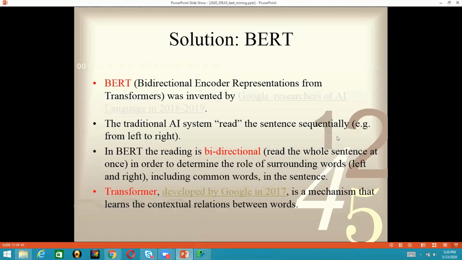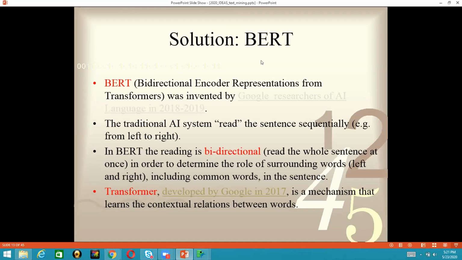Well, the traditional AI system reads the sentence sequentially, from left to right in English. For Chinese or Hebrew, from right to left. In BERT, the reading is bidirectional, which means we read the whole sentence at once to determine the role of surrounding words, left and right, including common words.